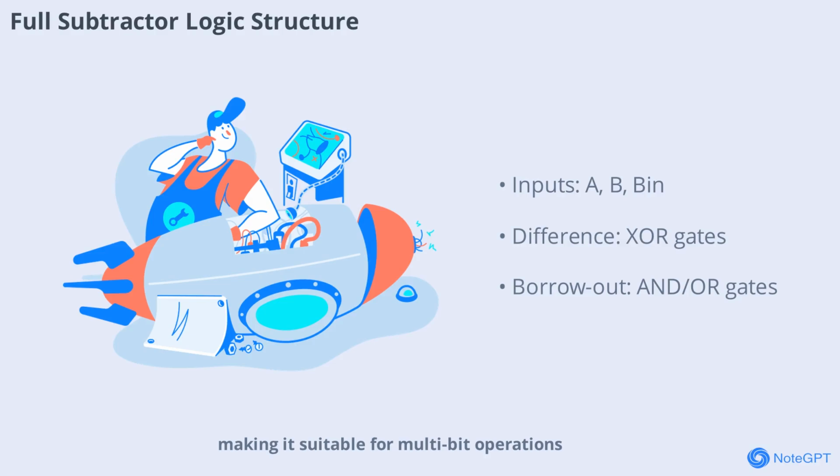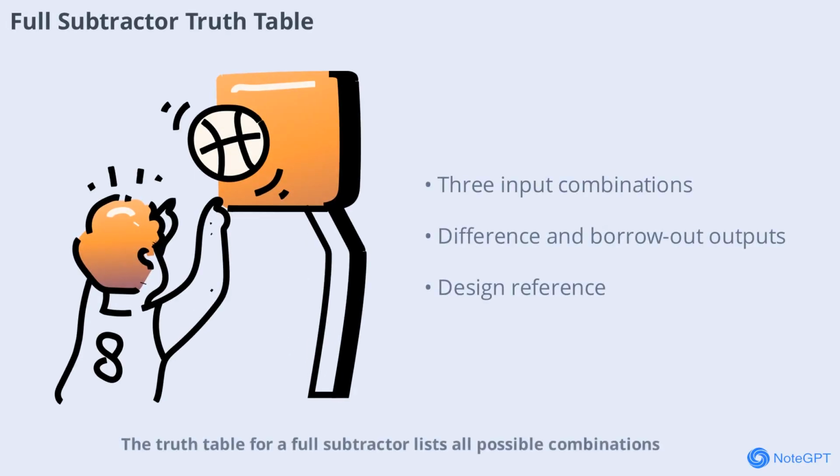The truth table for a full subtractor lists all possible combinations of the 3 inputs and their corresponding difference and borrow-out outputs. This table is a valuable tool for understanding how the full subtractor processes different input scenarios, especially when designing or analyzing multibit subtraction circuits.